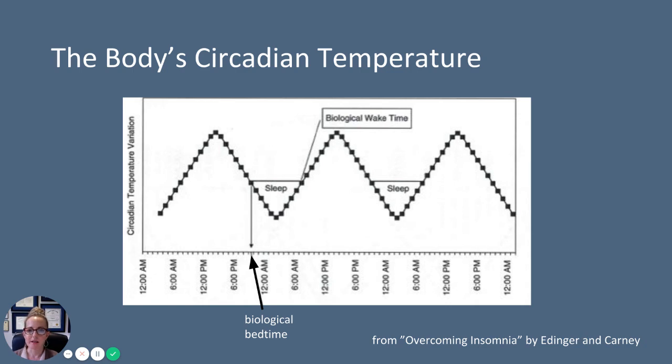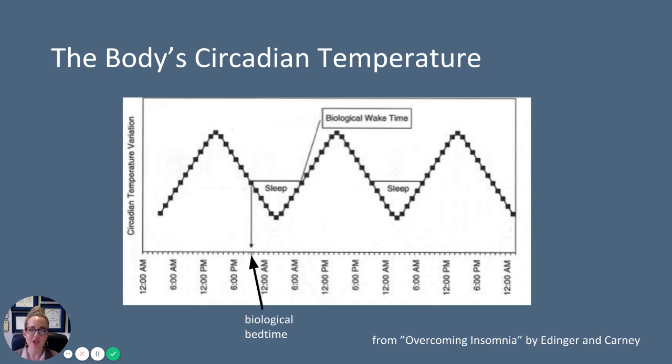So a classic example of that is jet lag. I have not plotted that here because I wanted to keep it simple. But if you had jet lag, this curvy line up and down would be shifted forward or backward depending on what time zone you were traveling to. And you can see how your body is just off.